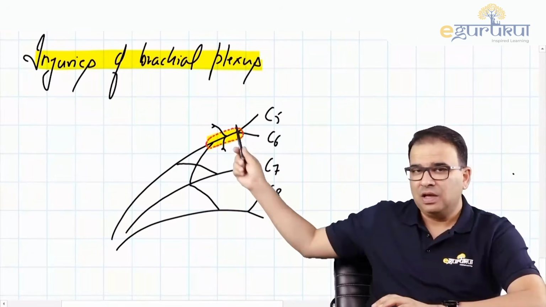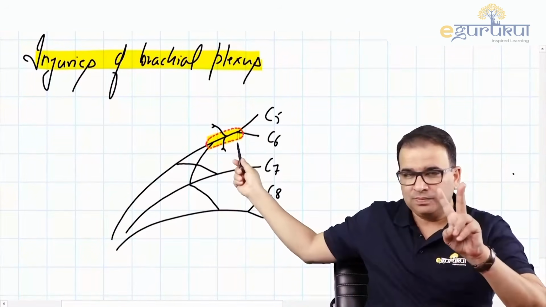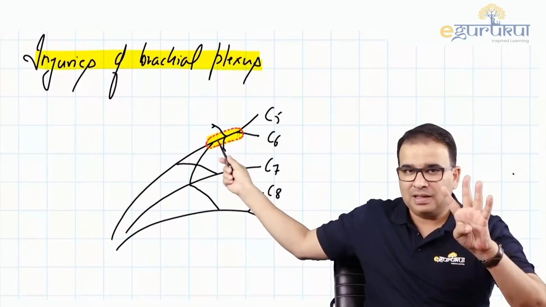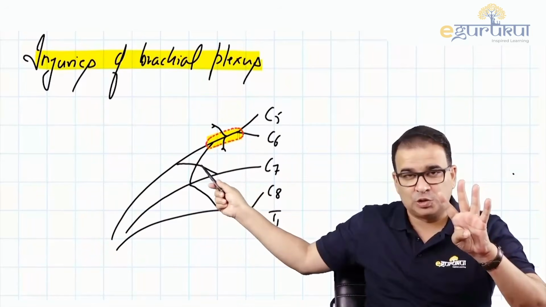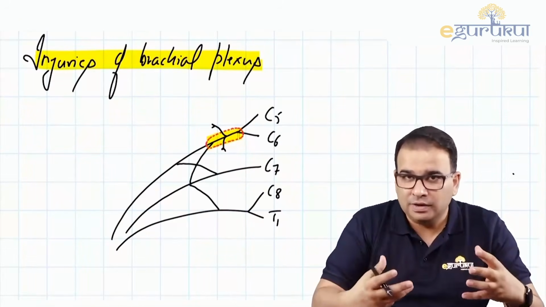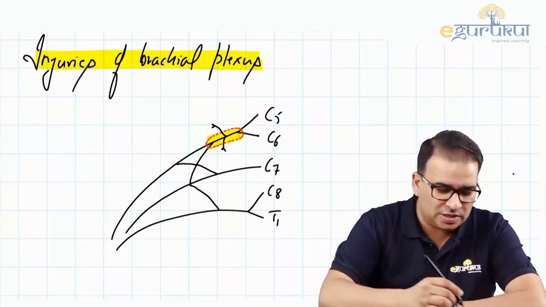How come there are 6 nerves? We have a C5 and C6, 2. Then we have 2 branches coming from the trunk, that makes it 4. And then again this upper trunk is dividing into 2 divisions also, and that makes it 6. So there are 6 nerves which are meeting at this point, and this point here is called as Erb's point.